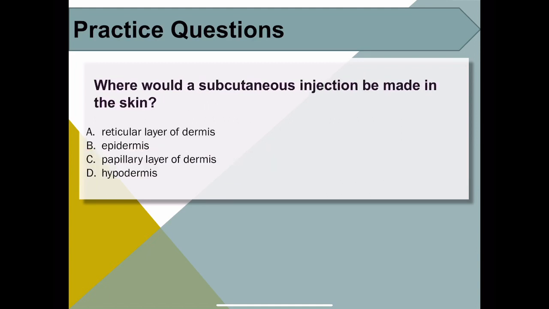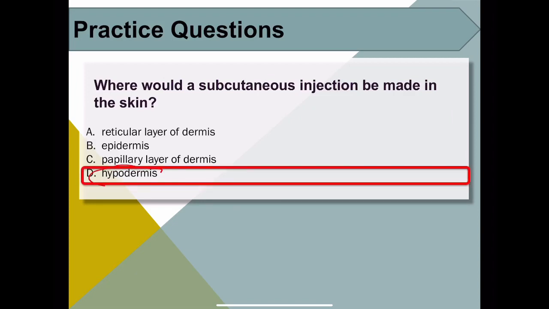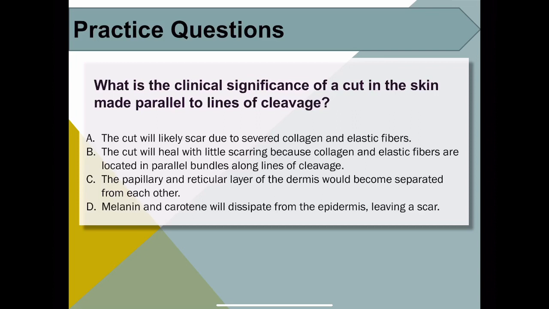Where would a subcutaneous injection be made in the skin? Usually in the hypodermis area. Remember, I talked about how your subcutaneous areas are where you have a large supply of blood vessels. So that's why injection into those areas will usually hit a blood vessel, which in turn goes into your circulatory system very quickly.